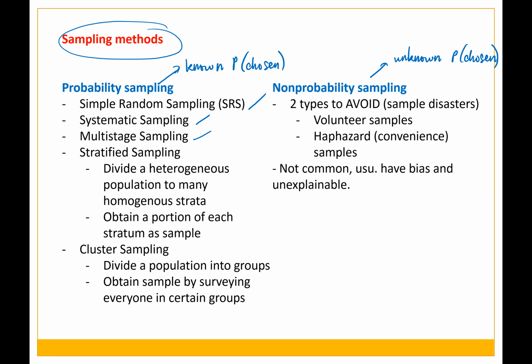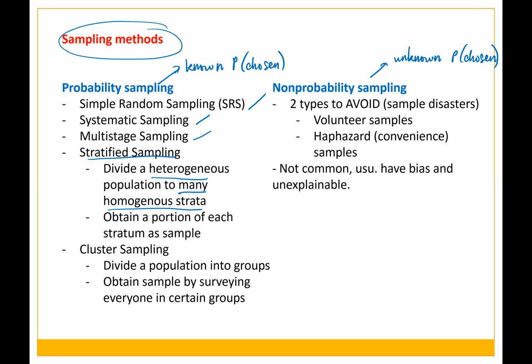Then we have two specific sampling types that are kind of hard to understand. I was told that a lot of students previously in this course had problems understanding them, so I try to separate them. We have stratified sampling and cluster sampling. Stratified sampling is where you have a big population that is heterogeneous, so they have different characteristics, and you try to divide it into smaller groups of the same characteristics.